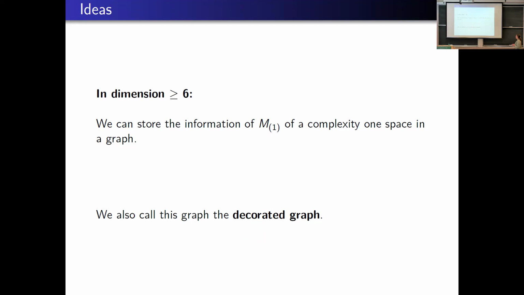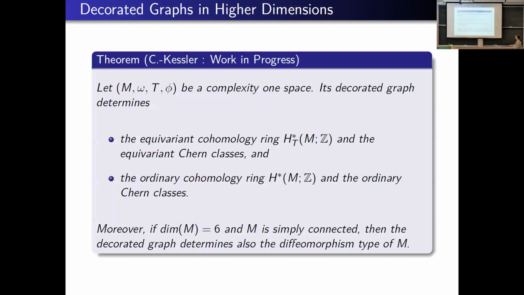Now I would like to go over how we define the decorated graph, or what is the meaning of the decorated graph. With Liat, it's still work in process. We have the following. Let M be a complexity 1 space in dimension greater than 6. Then its decorated graph determines the equivariant cohomology ring and the equivariant Chern classes, and also the ordinary cohomology ring and ordinary Chern classes. A very nice special feature is that when you are in dimension 6 and you assume that the underlying manifold is simply connected, then the decorated graph also determines the diffeomorphism type.